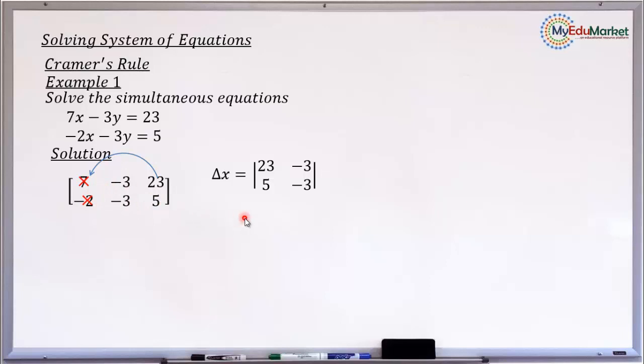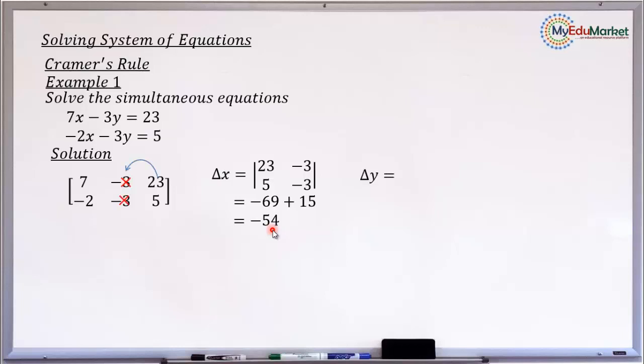So let me continue. The determinant of this is the product of the diagonal down minus the product of the diagonal up: 23 times minus 3 will be minus 69. And 5 times minus 3 is minus 15, but I'm subtracting the product up, so that minus minus will change to plus 15. So I have minus 69 plus 15, that will give me the answer minus 54. So the determinant of this matrix, which is now delta x, is minus 54. So let me move and get delta y.